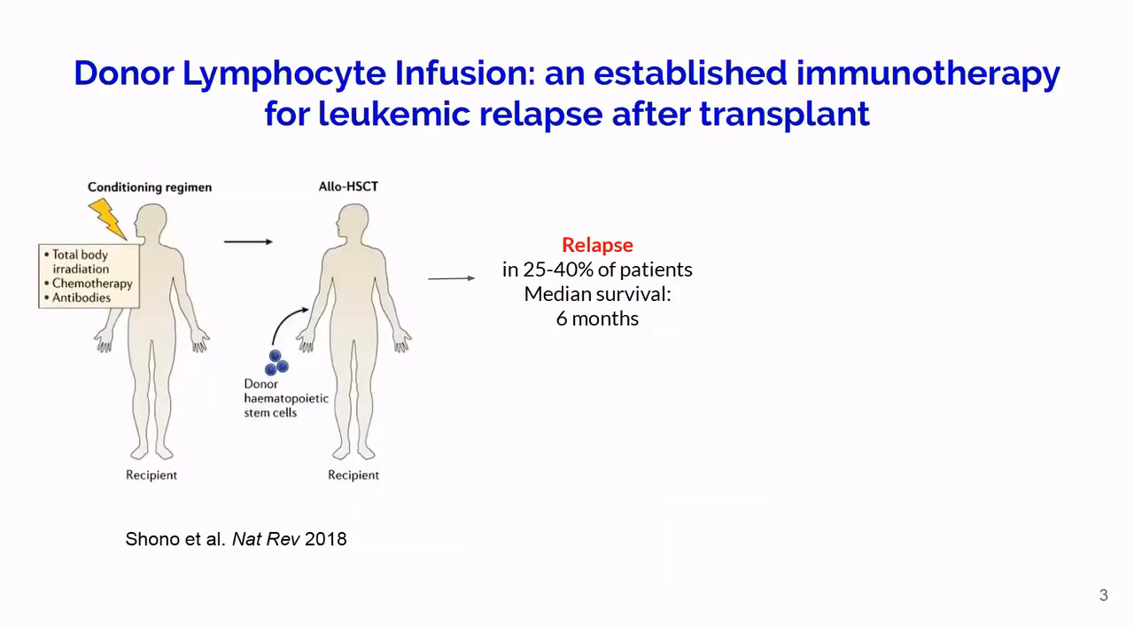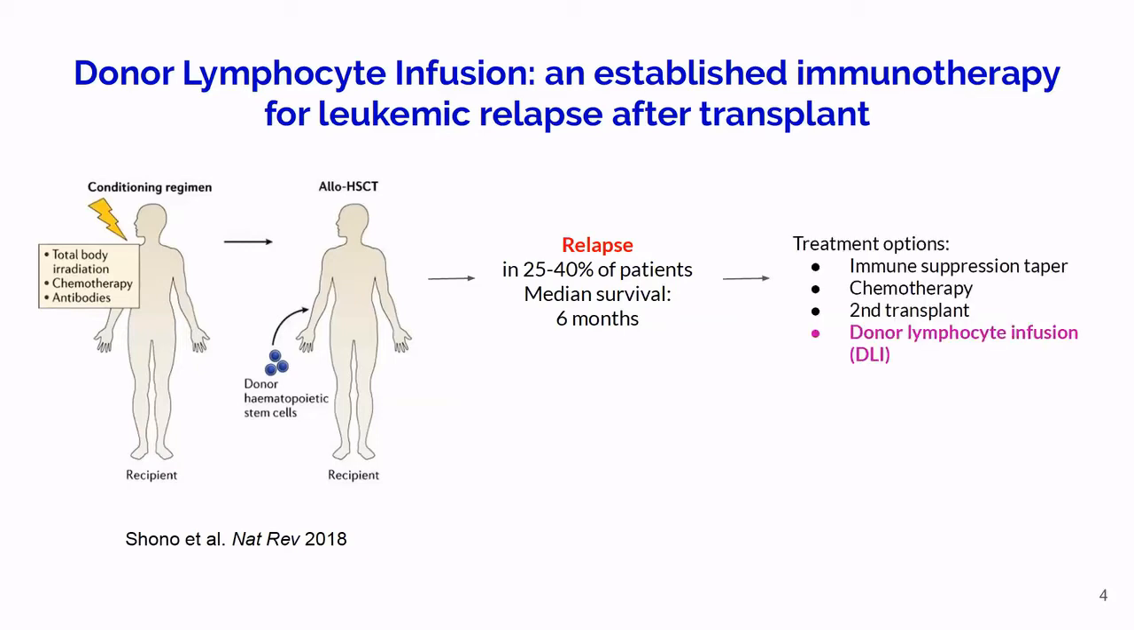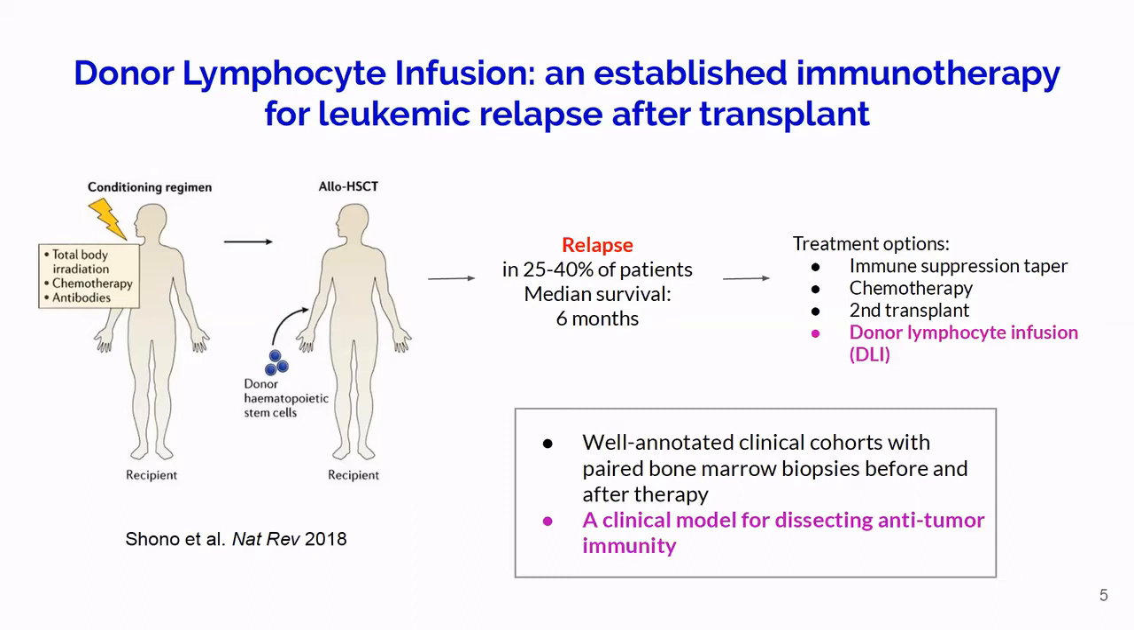So to give you some background, in myeloid malignancies, a standard of care is to receive a hematopoietic stem cell transplant. And in 25 to 40% of the cases, the patients relapse after transplant, and at that point, the median survival is around 6 months, and the treatment options include additional chemo or immune suppression taper, a second transplant, or receiving an infusion of lymphocytes from the original donor called donor lymphocyte infusion, or DLI. And this is an established type of immunotherapy that has been given to leukemia patients for decades.